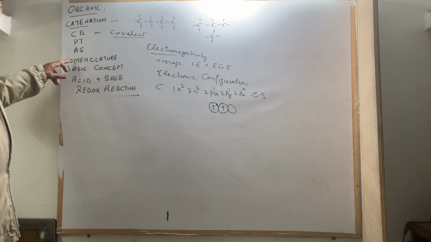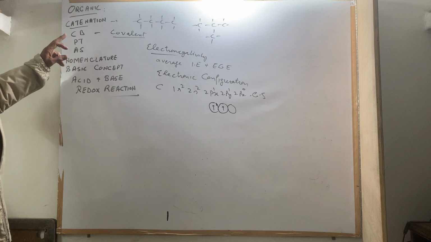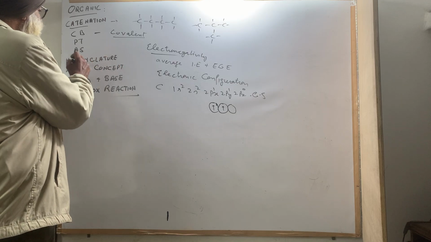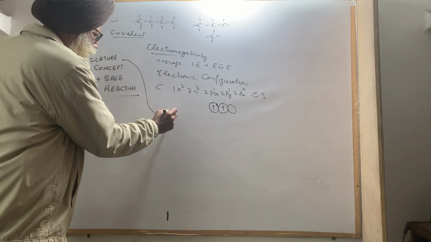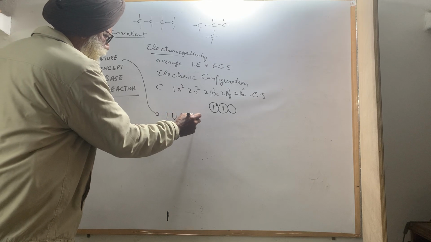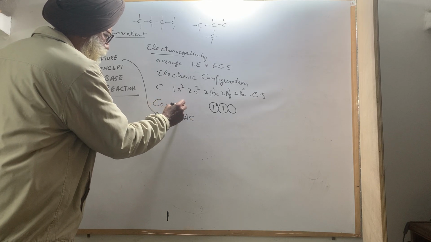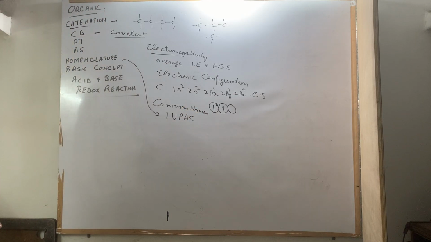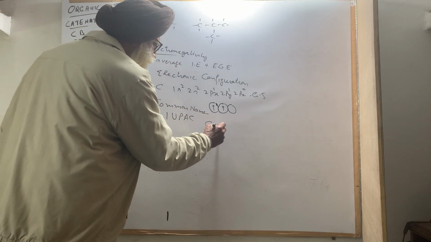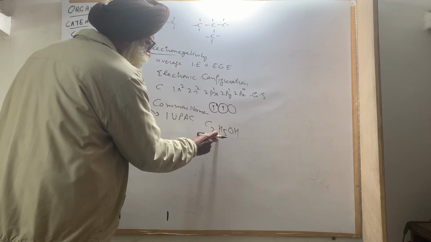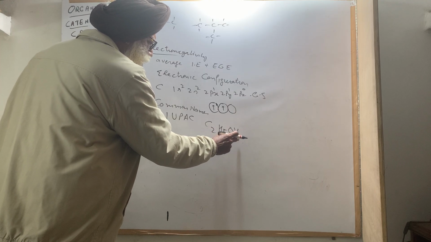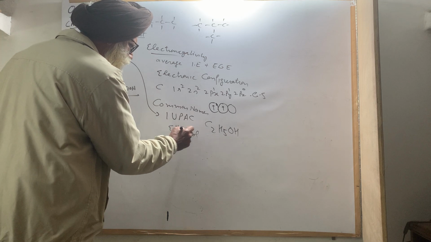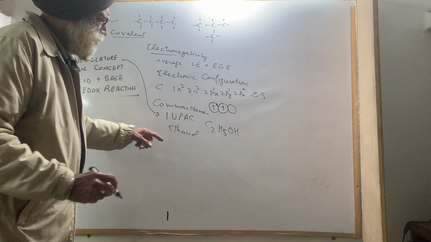So nomenclature, how to name. Naming has common names and IUPAC names. For example, the common name is ethyl alcohol, because this is the ethyl group and this is the OH group, the functional group. So what is the IUPAC name? Here it is known as ethanol. Just H from 2 carbon atoms, word root. This is the word root.